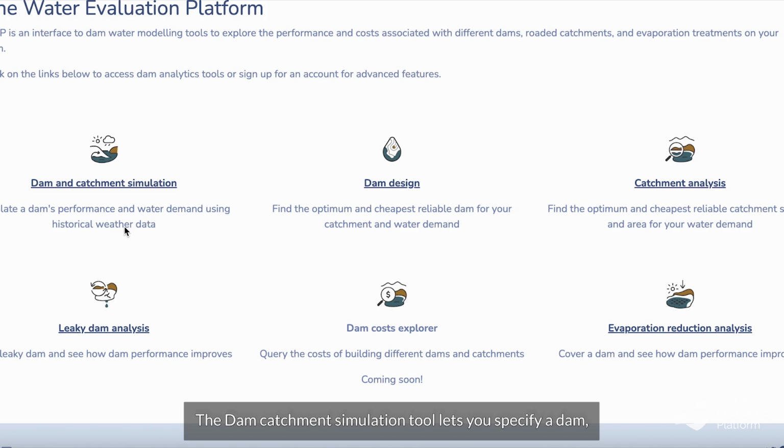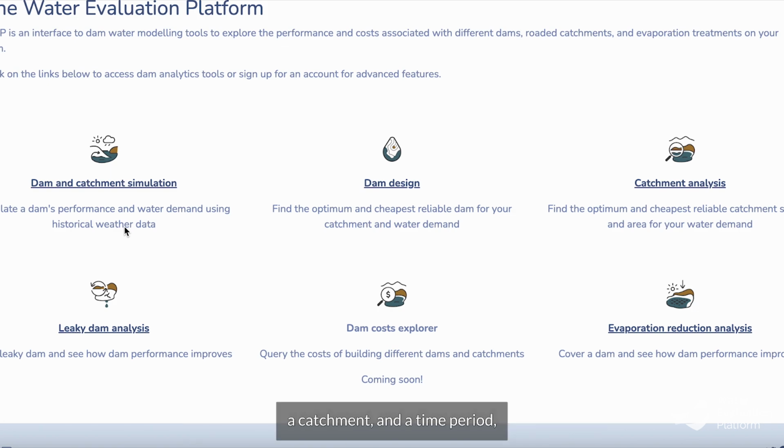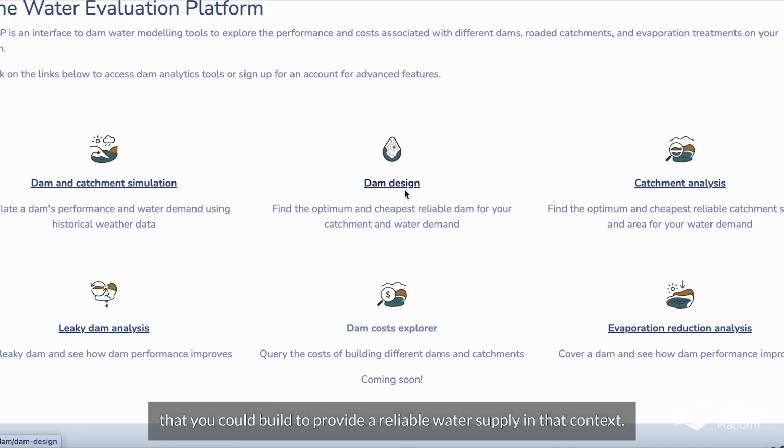The Dam and Catchment Simulation tool lets you specify a dam, a catchment, and a time period, and also a demand placed upon that dam, and then you can simulate that dam and catchment's performance through time and assess how reliable that dam is. The Dam Design tool takes an existing catchment and a demand that you need to provide water for, and it will find the optimum dam that you could build to provide a reliable water supply in that context.